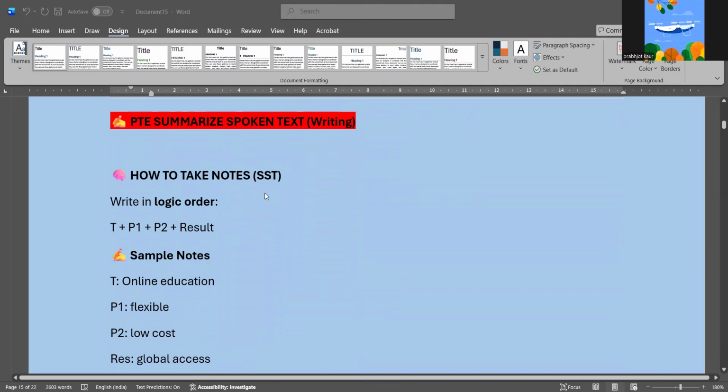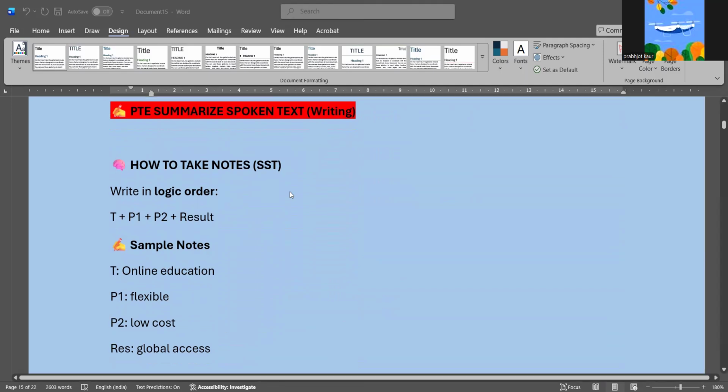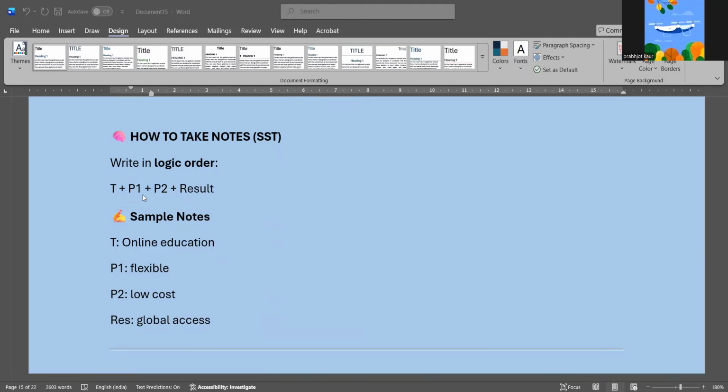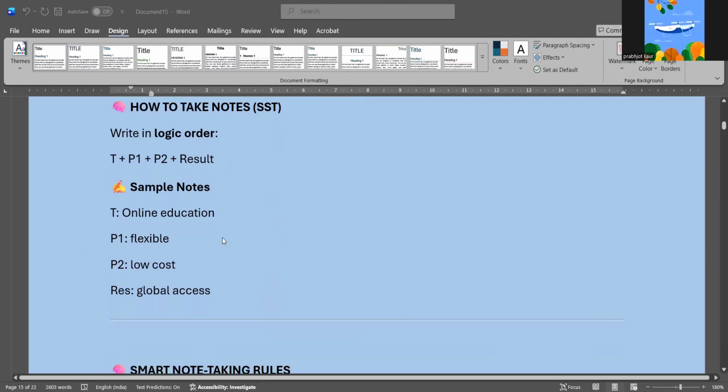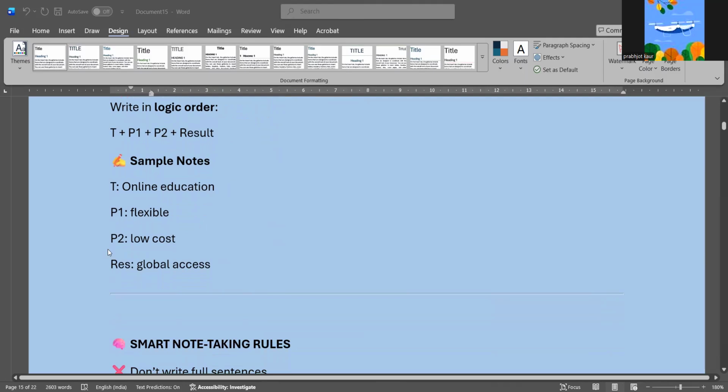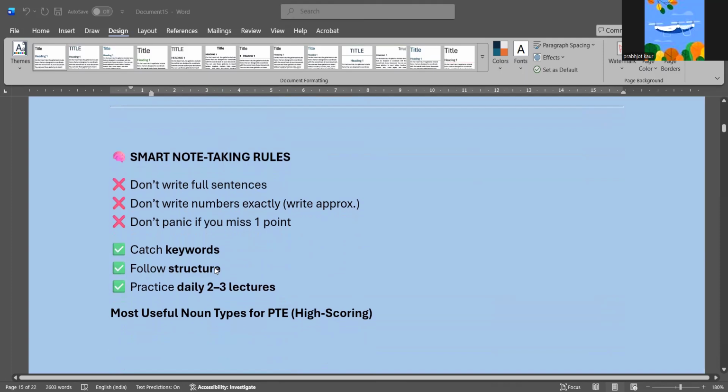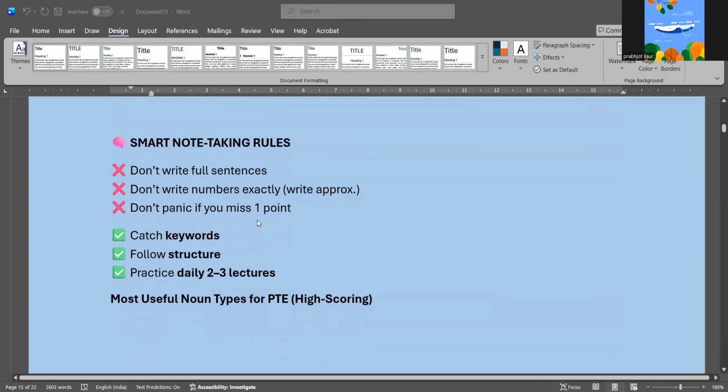So, how do you take notes for SST? Write in a logical order, like main topic, first point, then second point, after that the result. Like here, the main topic is online education: flexible, low cost, and global access. Don't write full sentences. Don't write numbers exactly, write approximate ones, and don't panic if you miss any one point.